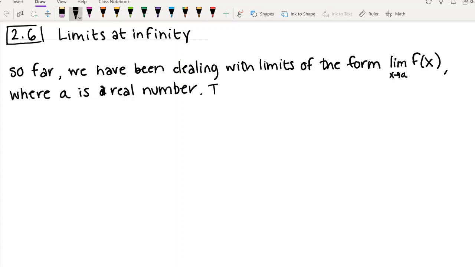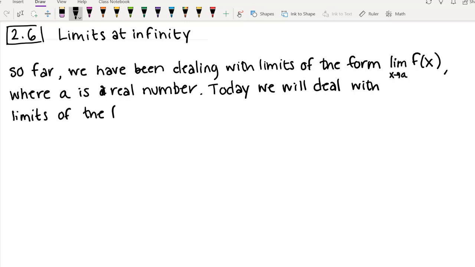So today we will deal with limits of the form the limit as x approaches negative infinity of f of x, and the limit as x approaches infinity of f of x.